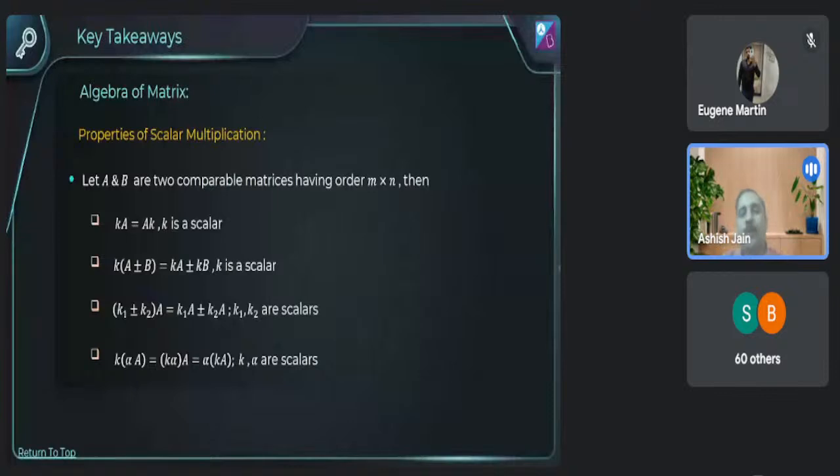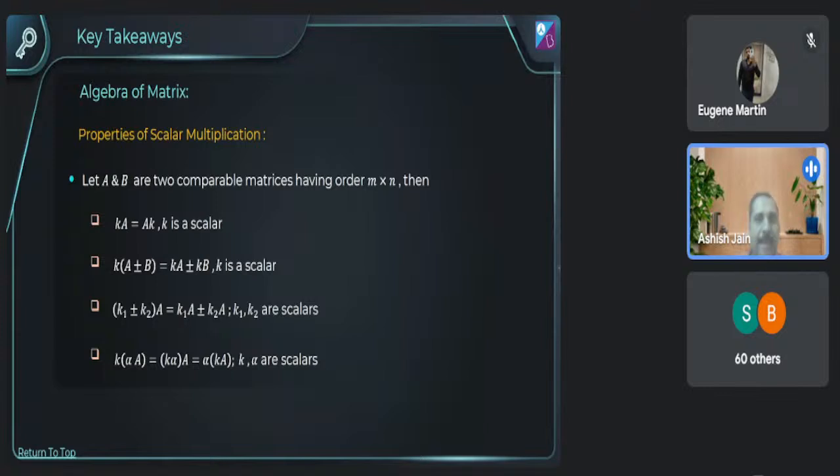Similarly, we have some properties of scalar multiplication. If you multiply K with A or A with K, the answer remains the same. If you have two matrices A and B that are added or subtracted, and there is multiplication with K, I say that K times (A plus B) is K times A plus K times B, or K times A minus K times B, where K is a scalar value. Similarly, (K1 plus minus K2) into A is equal to K1 of A plus minus K2 of A.